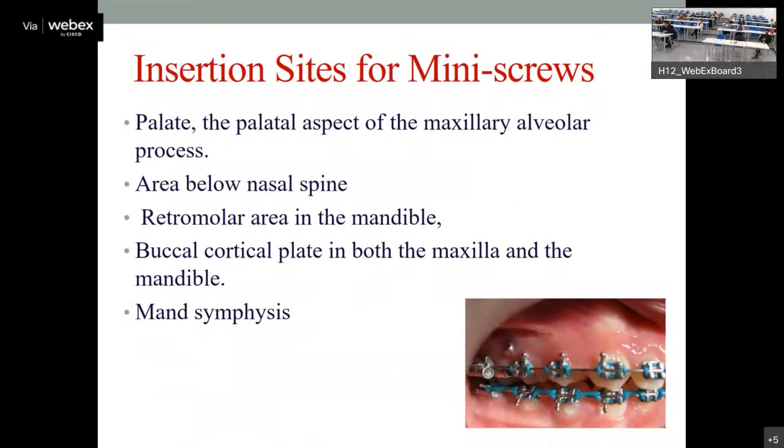You can insert your micro screws in the palate, in the palatal aspect of the maxillary alveolar process. Also in the maxilla, you can place them buccally on the buccal cortical plate, below the nasal spine. In the mandible, you can insert them in the retromolar area, in the mandibular symphysis, and of course in the buccal cortical plate.